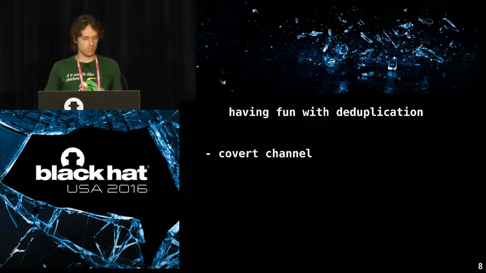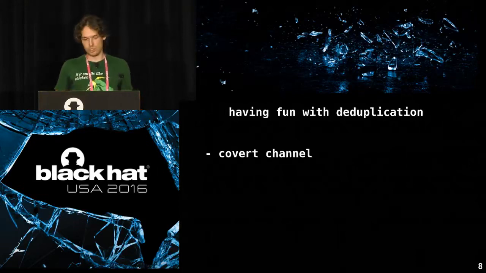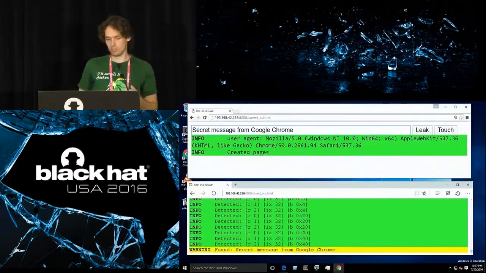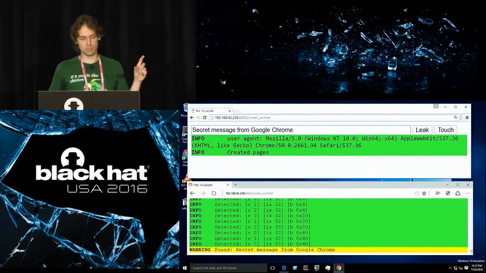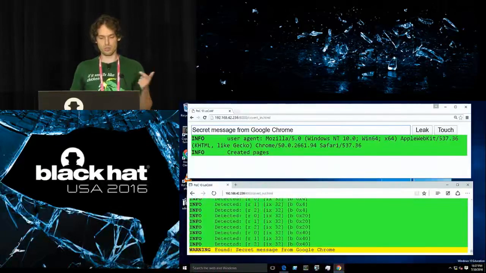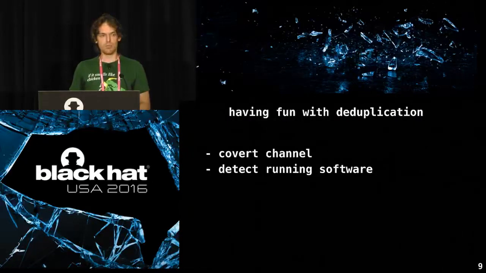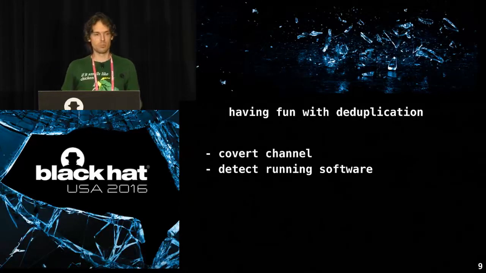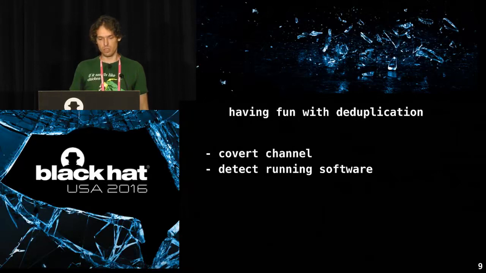But first, we wanted to see what else we could do with this. The most obvious candidate is to use a covert channel. So in this case, we have Google Chrome and Microsoft Edge as two browsers, and we leak a short message from one process to another through the deduplication side channel. Here the two processes cooperate, but we could also do this for processes which do not cooperate. For example, we could detect what kind of software was running.